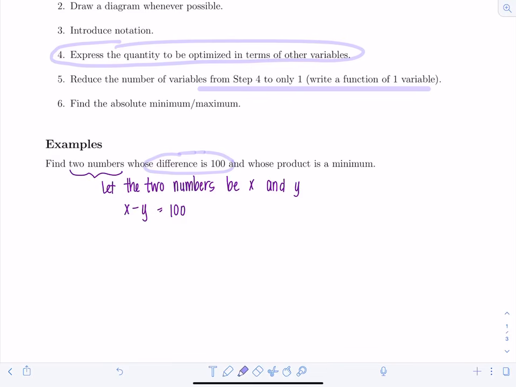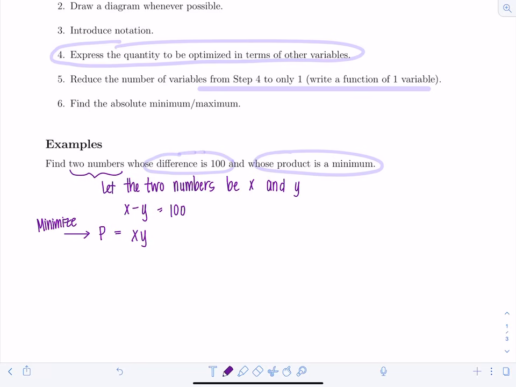And then the last part of the problem states we need to find these two numbers whose product is a minimum. So their product, let's call it P, would be x times y. This is the quantity that I'm trying to minimize, okay? So whatever quantity you're going to try to minimize or maximize in these optimization problems, that's the function whose derivative you're going to need to take, because you're going to find the critical values and apply the techniques from earlier in the chapter for finding minima and maxima.